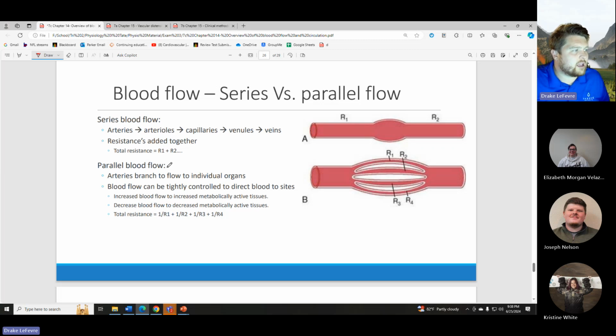Series versus parallel blood flow. If you ever took physics, especially like physics 2, this is kind of that same thing, where if you have one tube connecting to another, you add them together, versus if it's running in parallel, it actually greatly decreases the amount of resistance. So parallel blood flow is better. You'll want to remember this equation. Series, you just add them all together. Parallel blood flow, it's 1 over each of the resistances.